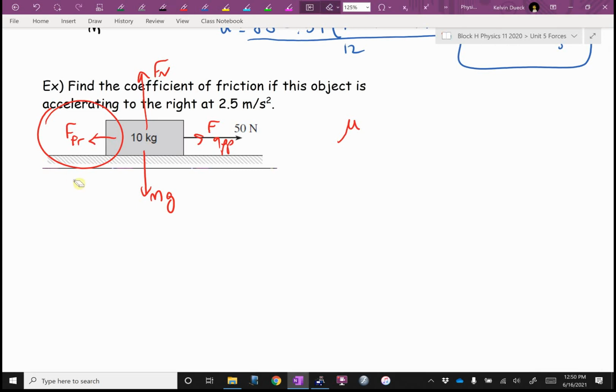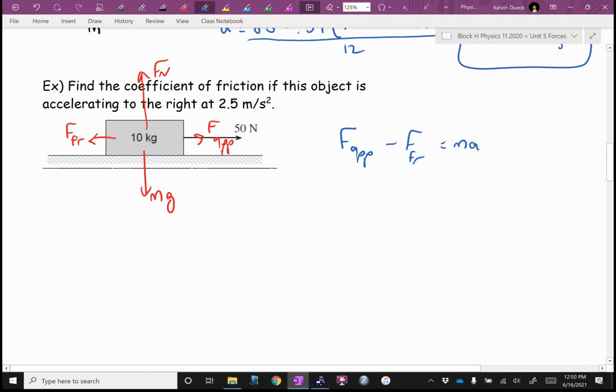Got the argument? So who's winning? To the right. They told me. I could have to the left. That would just mean it's slowing down, and friction would be the winner. Okay, but to the right. So my equation is going to look like this: F applied minus friction equals ma. What am I trying to find? The coefficient of friction, which is hidden inside here. Let's get this by itself.